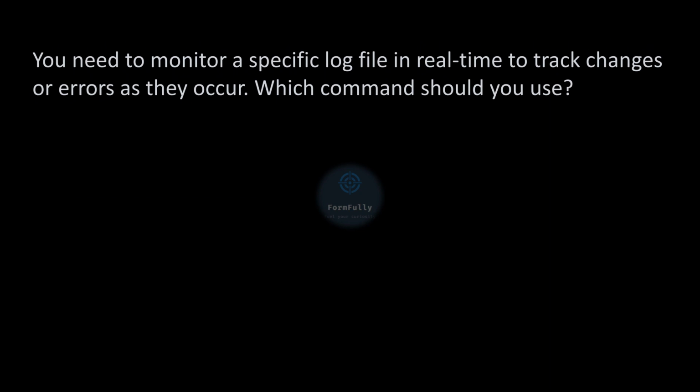Scenario: you need to monitor a specific log file in real time to track changes or errors as they occur. Which command should you use? Options: cat, tail, grep, sed. In this scenario, option 2, that is tail, is the correct choice. The tail command is used to view the most recent entries in a log file in real time. The other options, the first, third, and fourth, are more focused on displaying and manipulating the content of log files but are not as suitable for real-time monitoring. So the correct option is tail.